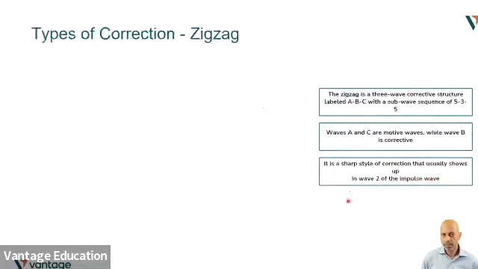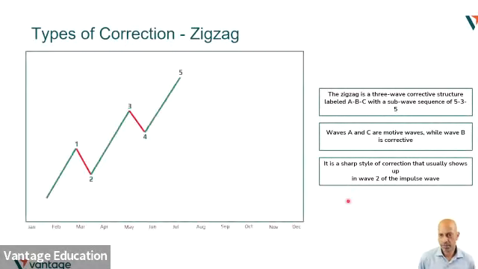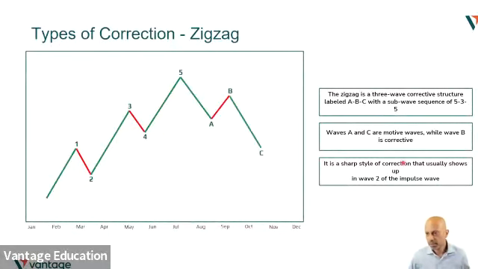Okay. Right. Then the types of corrections. What are the types of corrections in the corrective wave phase? Right. You have waves A, B, C that make up the corrective phase. So what are these? Okay. So we know this is the motive phase, and you have the impulse waves 1, 2, 3, 4, 5. Now we're looking for A, B, and C. Right. So waves A and C are called the motive waves because they follow the downtrend, and wave B is called a corrective wave because it is the retracement higher, right?